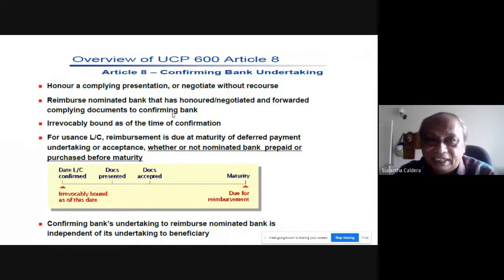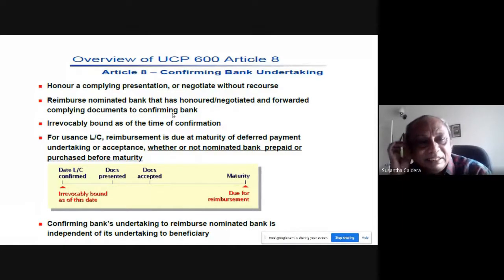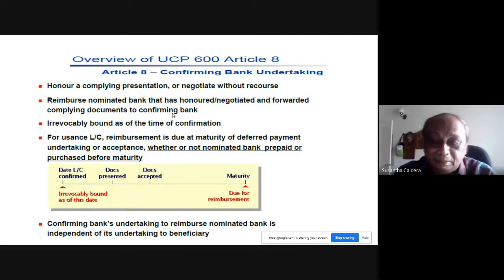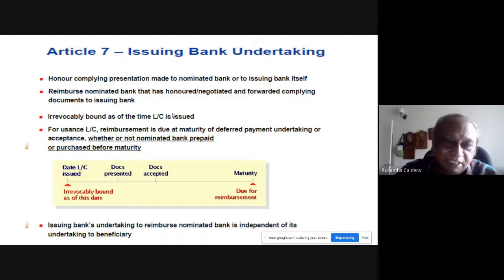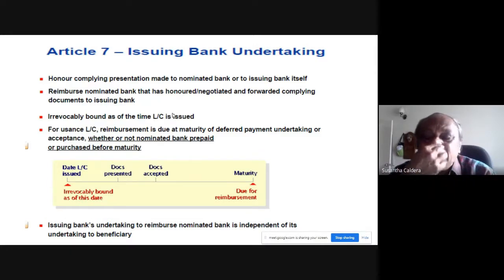UCP 600 Article 8, that is the confirming bank's undertaking. Now, the confirming bank's undertaking is to honor a compliant presentation, right? They are irrevocably bound as of this date, and they are only responsible to pay on the due date.